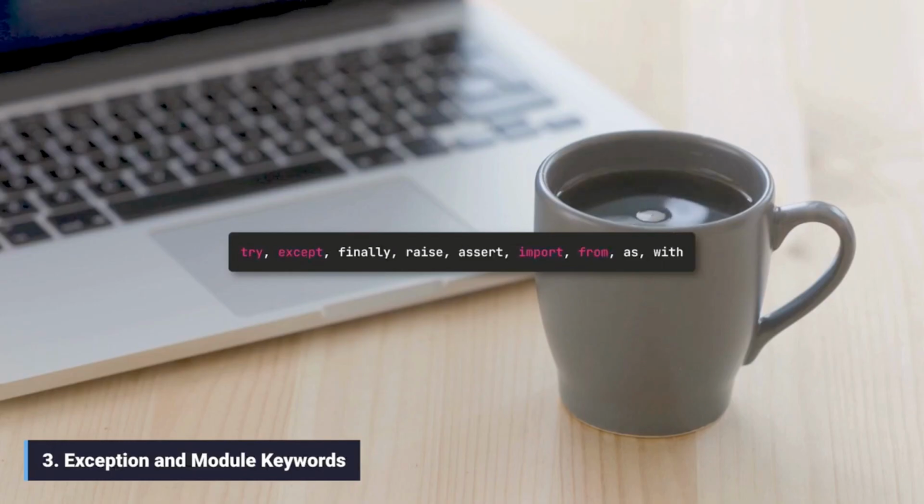3. Exception and module keywords. This group manages error handling: try, except, finally, raise, and assert. Import, from, and as are used to bring in code from other modules, which we'll cover next. And with may be used for resource management, typically with files.